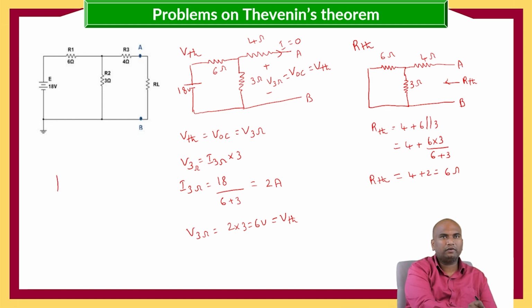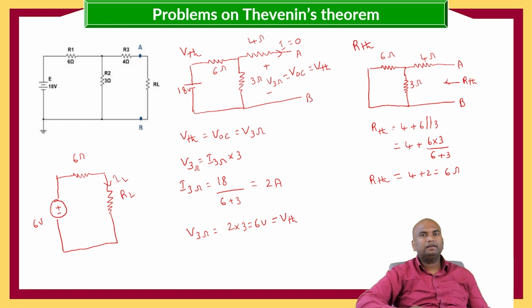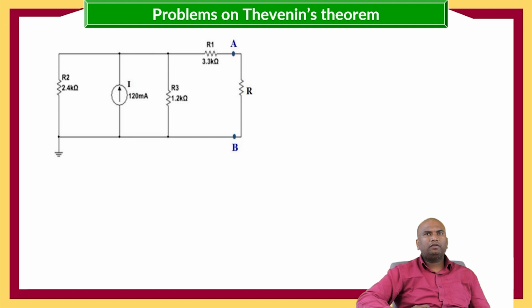Now our entire circuit can be replaced with a single voltage source in series with a resistance, 6 volts, 6 ohms, and here is the load resistance. We can calculate the load current by connecting different load resistances. Now again we need to calculate. Here a current source is connected.